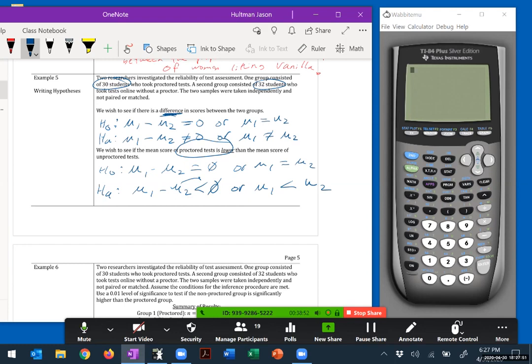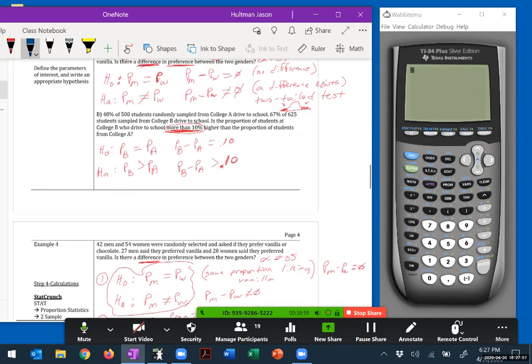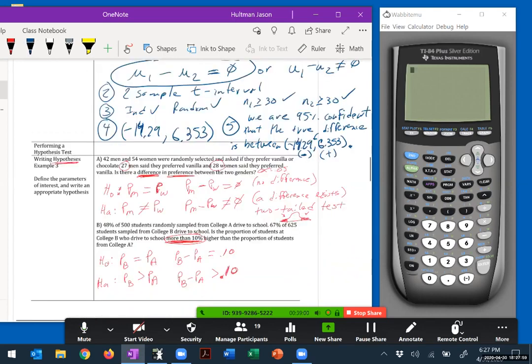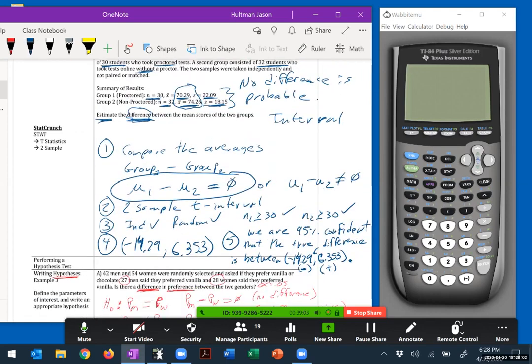So that's how we write our hypotheses. One thing I forgot to do before was to show how we got this in StatCrunch. So let me do that real quick.